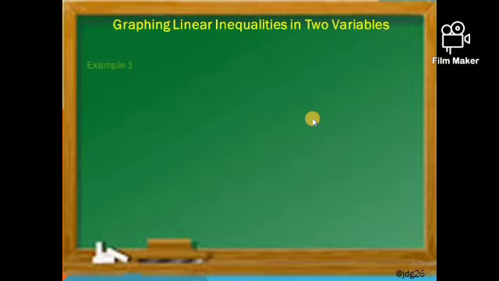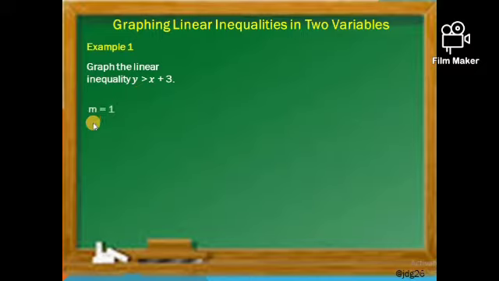So let us try to graph number 1. Graph the linear inequality y is greater than x plus 3. So paano nga ulit mag-graph ng isang linear inequality? Kunin natin ang slope at ang y-intercept. The given inequality y is greater than x plus 3 is already written in slope-intercept form. So pwede na nating makuha ang slope at ang y-intercept. So the slope is 1, which is the coefficient of x, and the y-intercept is positive 3.